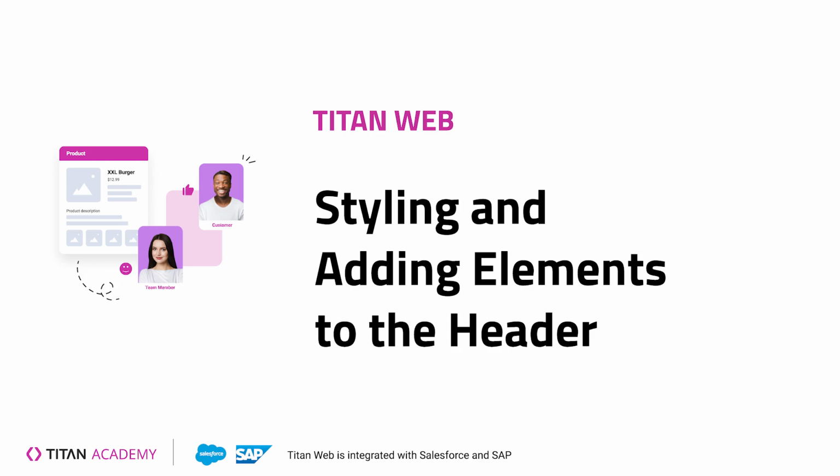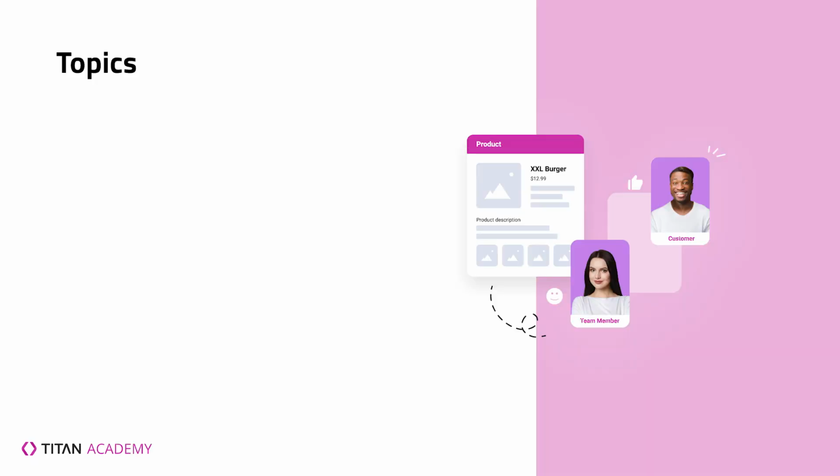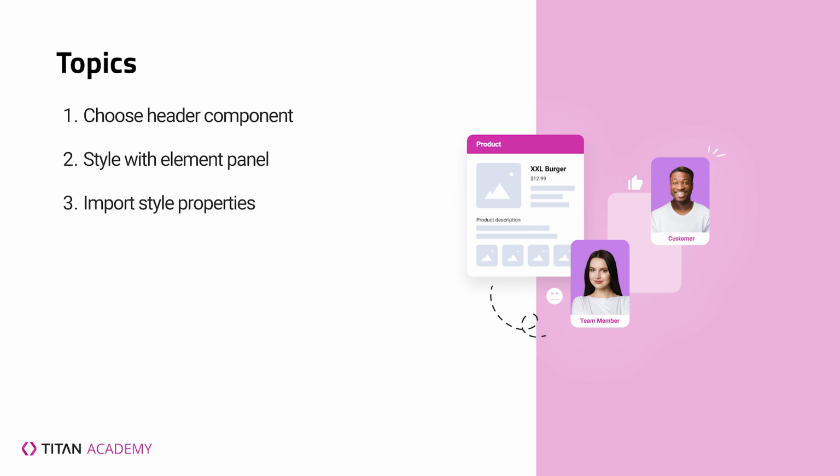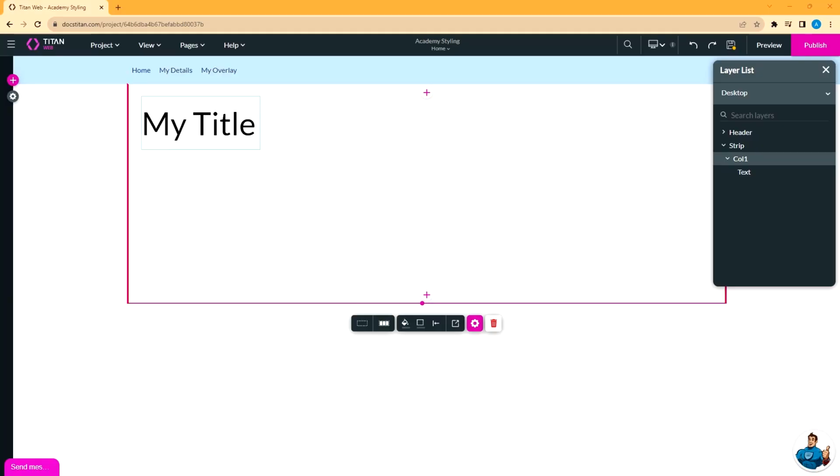In this video, we will cover how to style and add elements to the header. We will discuss which header components to display, how to configure them, styling the header parts using the Element Style panel, important style properties such as header height, spread mode, and setting space between components, and how to add elements to the header. Let's look at the header.